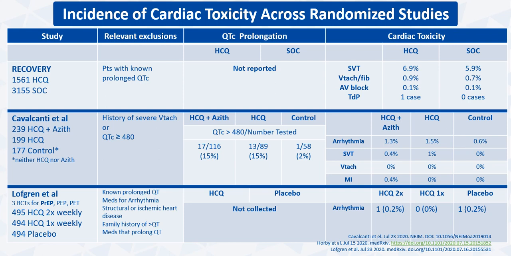What you can see on the top right-hand corner of this table is that supraventricular tachycardia occurred in about 7% of patients in the hydroxychloroquine arm versus 6% in the standard of care arm. You see VTAC or fibrillation occurring in 0.9% of patients who received hydroxychloroquine versus 0.7% in the standard of care. Atrioventricular block requiring treatment occurred in 0.1% of both arms, and then there was one case of torsades that occurred in the hydroxychloroquine treatment group. Overall, the toxicity looked similar between hydroxychloroquine and control arms.